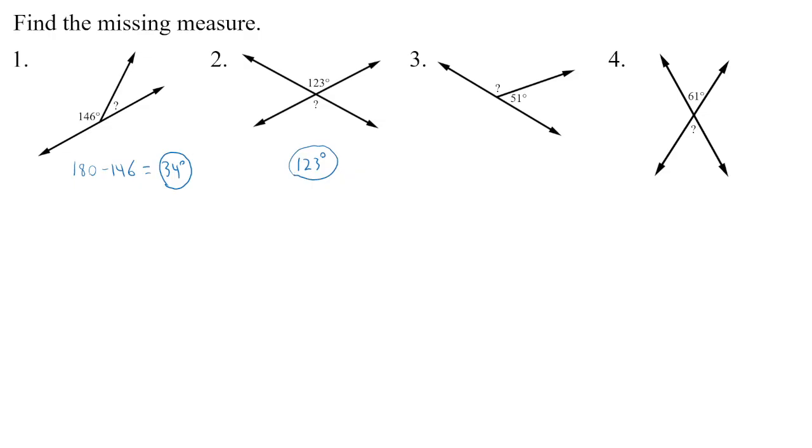On number 3, one angle is 51 degrees and you're asked to find another. The two angles make a linear pair. They are supplementary. They add up to be 180. Therefore, to find the other angle, you will subtract 51 from 180, and you would get 129 degrees.